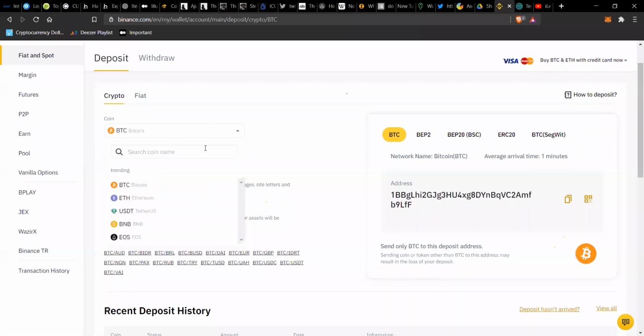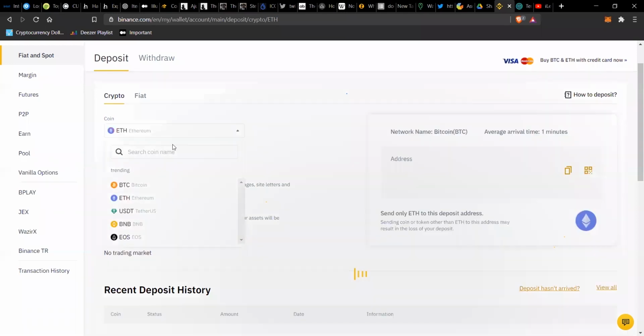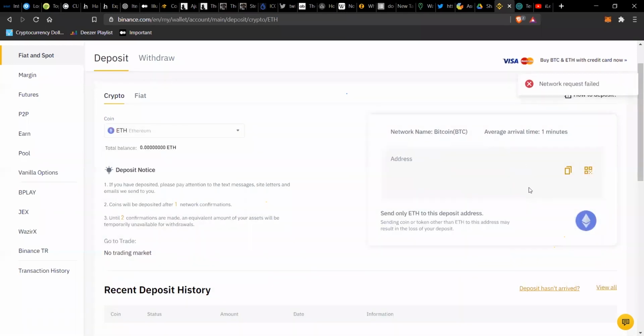So if you want to deposit Ethereum, for example, I click here, I click on Ethereum, and it loads. Once it comes up, I'll be able to see the wallet address for ETH. So you know that you are depositing ETH and you must send it to that wallet address that comes up. Another thing is, if you are going to deposit, make sure you are sending it to the right address.